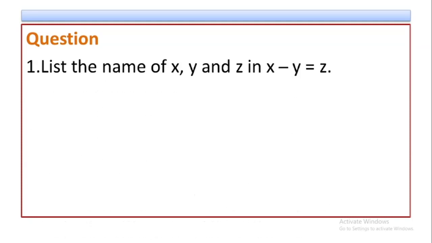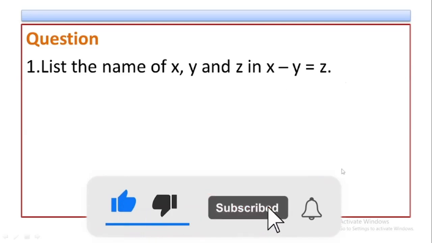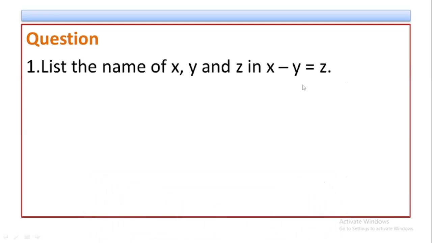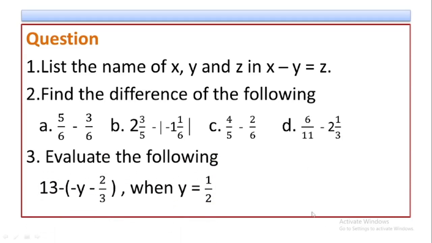The first one is list the name of x, y and z in this expression x minus y equal to z. Find the difference of the following. We must convert mixed numbers to improper fractions, decide on the signs, and check whether the denominators are the same or different. Question number 3, evaluate the following.